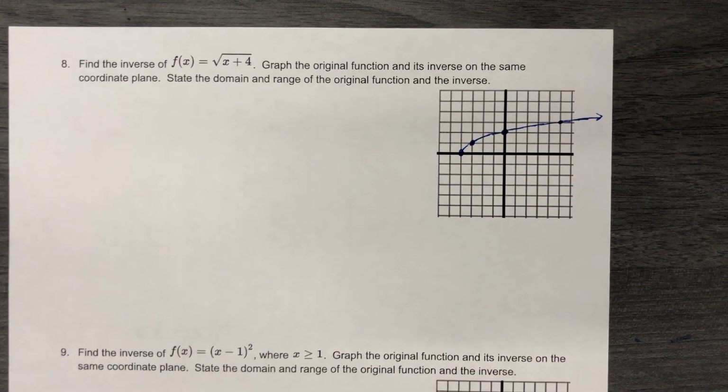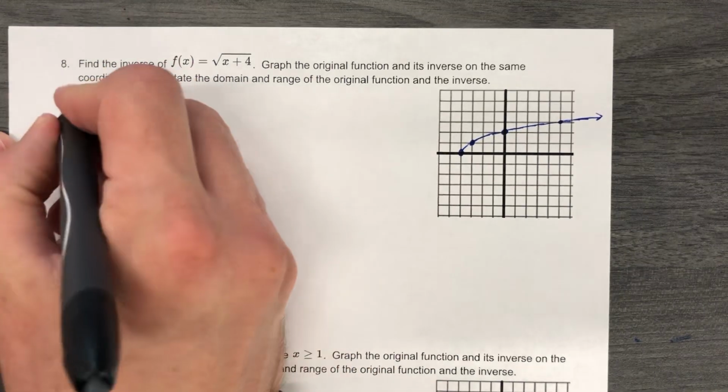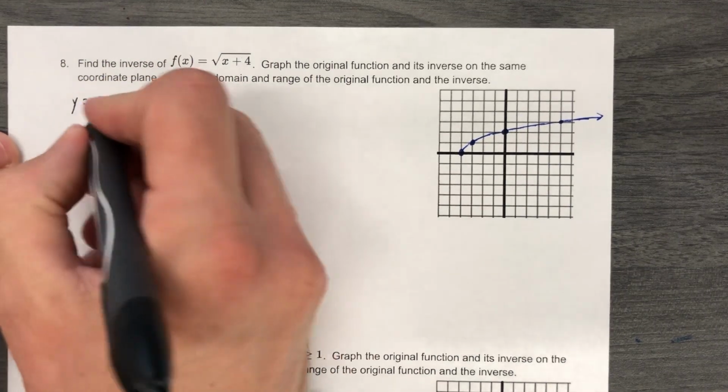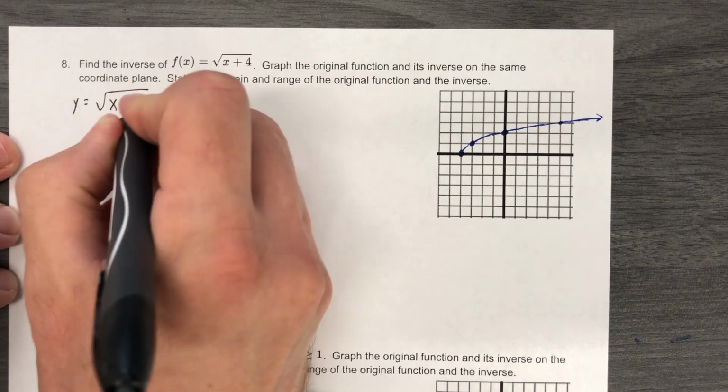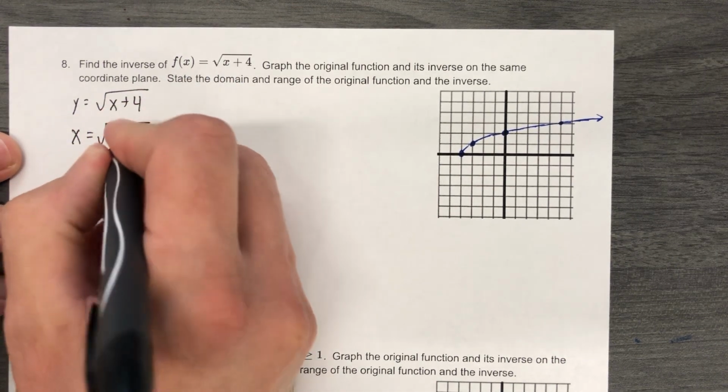We're also going to graph the inverse, but let's find the inverse first. So why don't we do that thing we do where we switch x and y and then solve for y. Currently this is y, so if you want to waste a step, you could say y equals square root of x plus 4. And then you're going to switch x and y. So x equals square root of y plus 4.